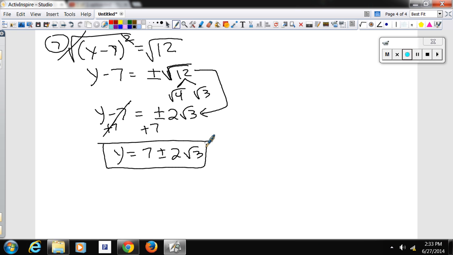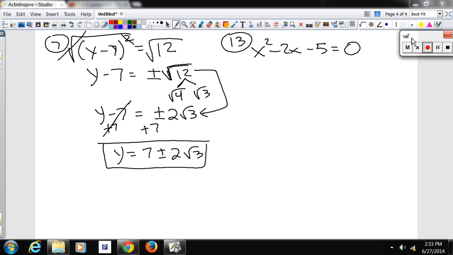And then we go to 13. Now 13 is about completing the square. So we want to solve this: x squared minus 2x minus 5 equals 0. We can't factor it because there's no factors of 5 that would give us a 2, back in our Algebra 1 days. And we could use the quadratic formula because we have a is 1, b is negative 2, and c is negative 5. But what they want us to try is completing the square, just like what we've been doing here when we square root both sides.